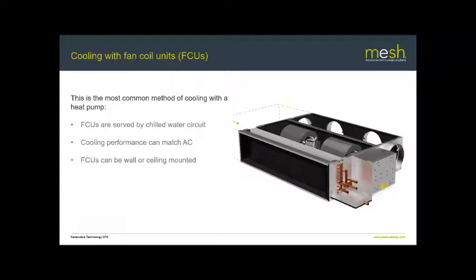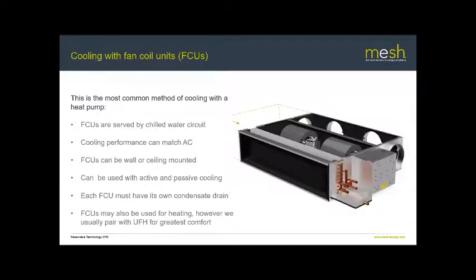Fan coil units can be either mounted on the wall or the ceiling, and can be used for both active and passive cooling. Each fan coil unit must have its own condensate drain, and this means that there must be some sort of connection to drain away that condensate. Fan coil units can also be used for heating. However, it's usual to pair fan coil units with underfloor heating to give the greatest occupant comfort, and that's because people tend to like low air movement when they're in a heated room.